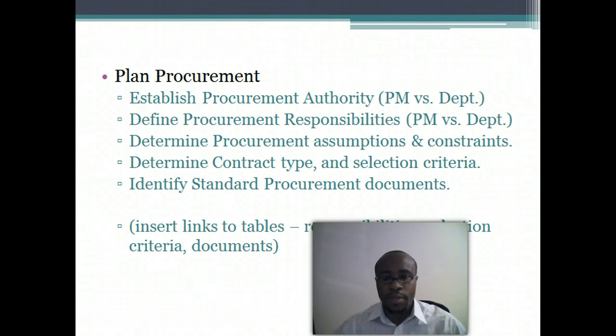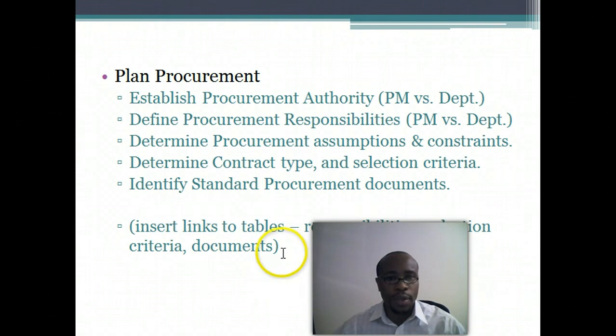Then we established some selection criteria, which will be put up here shortly, and put together some weights for those criteria. We'll be going with those weights to determine how to pick the contractors and to award contracts. Then of course we developed some standard procurement documents that will be utilized during the procurement process.